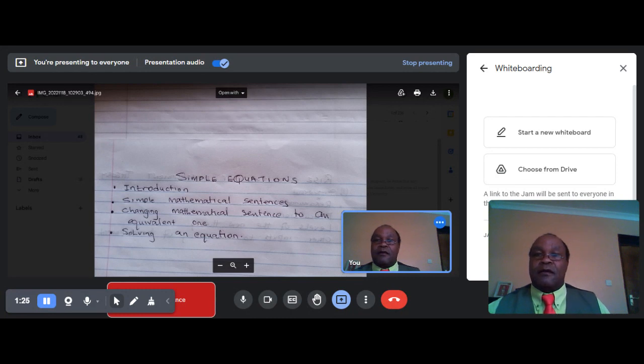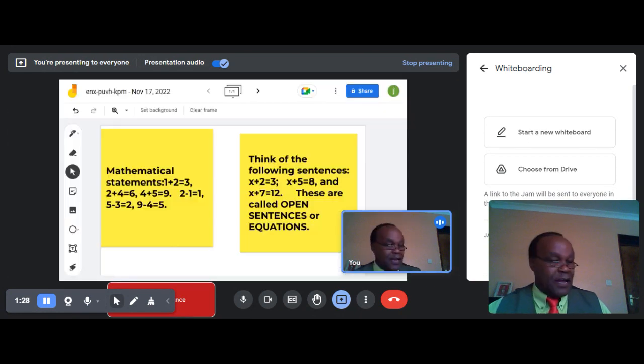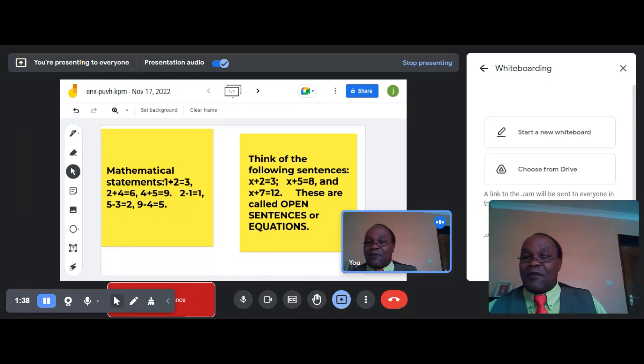You can see what I am sharing on the screen. Think of these mathematical statements. 1 plus 2 is equal to 3. 2 plus 4 is equal to 6. 4 plus 5 is equal to 9. 2 minus 1 is equal to 1. 5 minus 3 is equal to 2. 9 minus 4 is equal to 5.